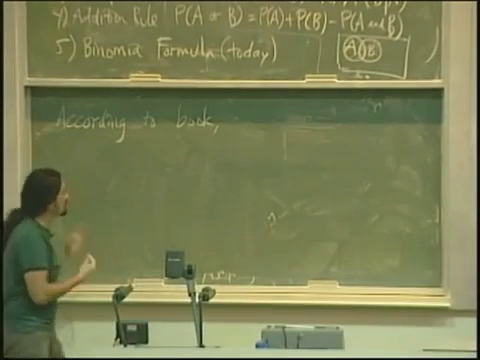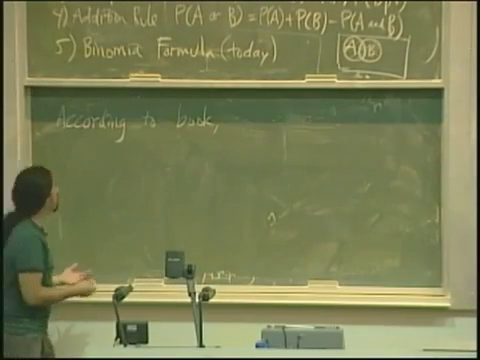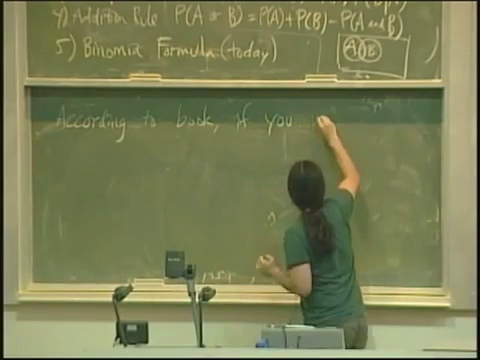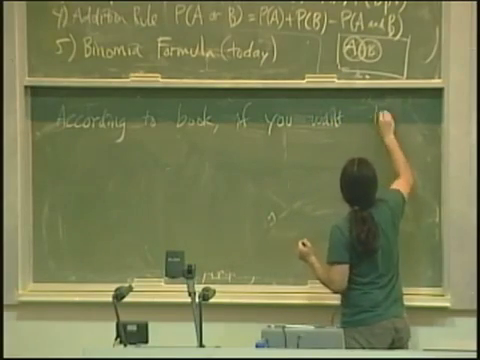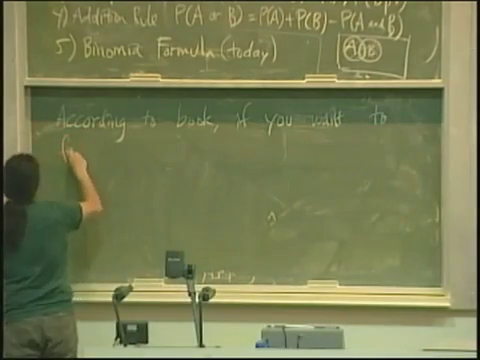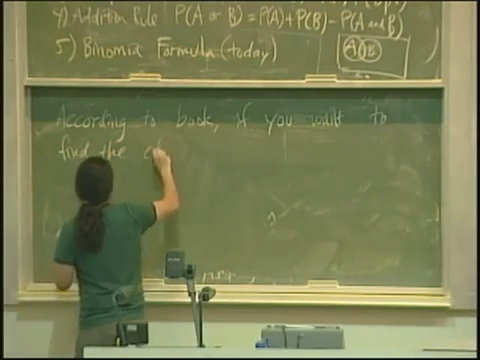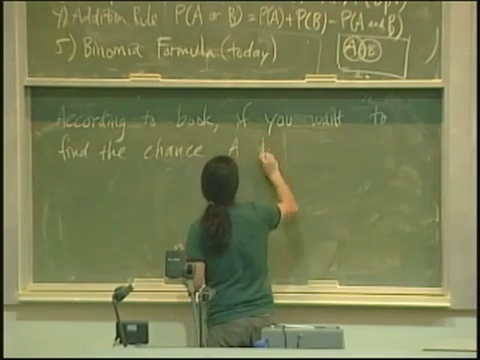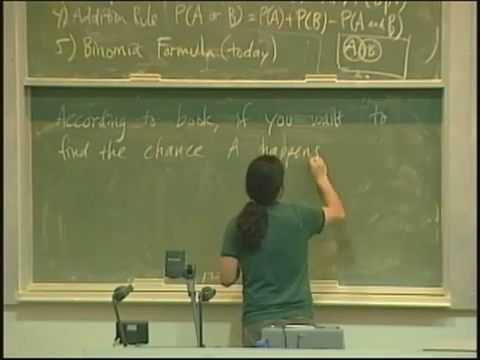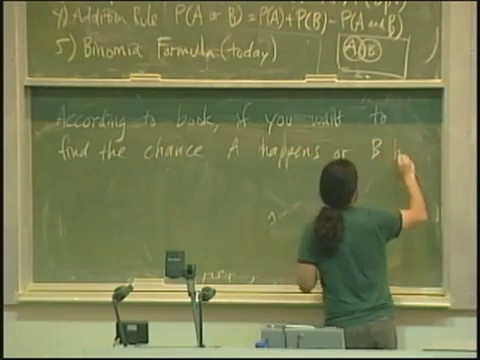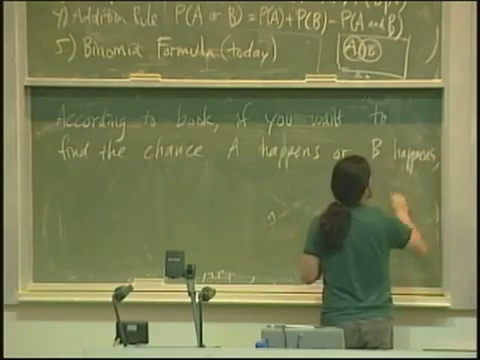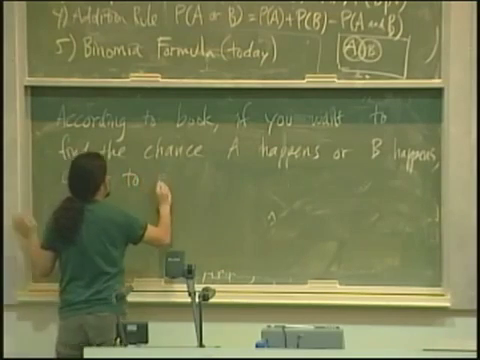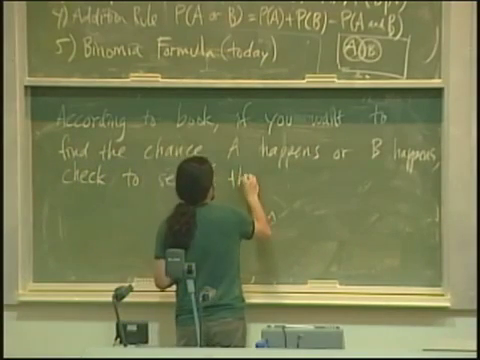Okay, so according to the book, and this isn't wrong, it's just not complete. According to the book, if you want to find A happens or B happens, check to see if they are mutually exclusive.